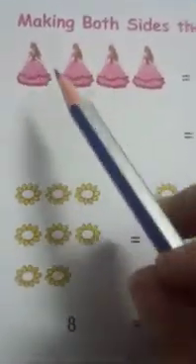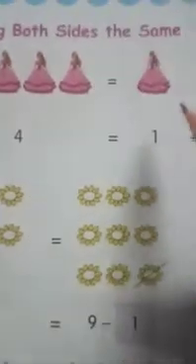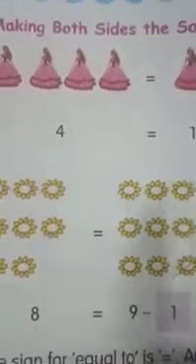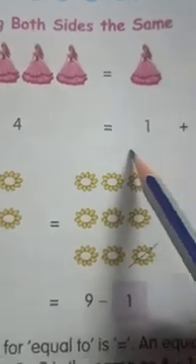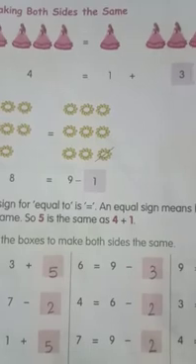Next, making both the sides same. This side we have 4 dolls, but this side we have only 1. So we have to make these equal. We should add 3 more dolls in 1. So now these are equal. So children, practice these.